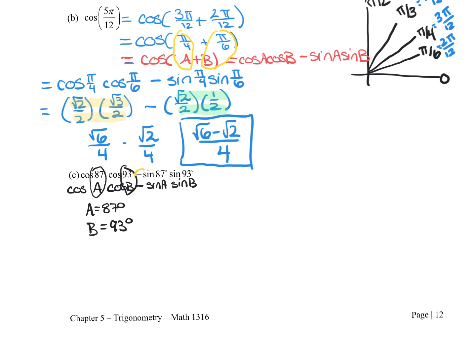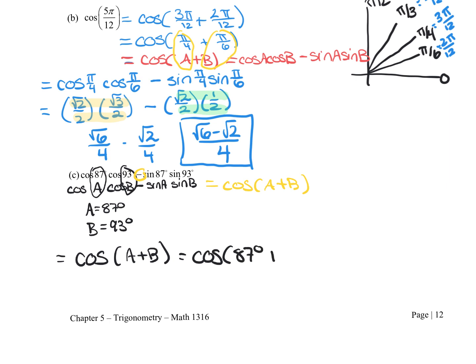And because it was subtracting, this formula equals cosine A plus B. So this equals cosine of A plus B. And we said that A was 87 degrees and B was 93 degrees. So if you add those together, you get cosine of 180 degrees. And cosine of 180 degrees is negative 1. And there's your answer.